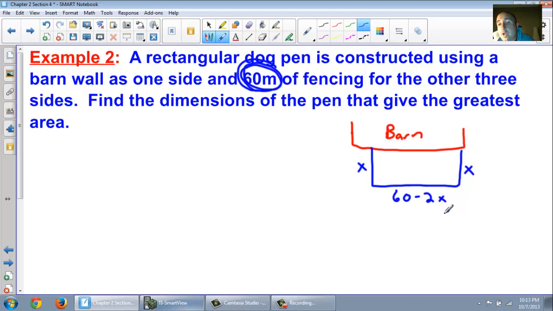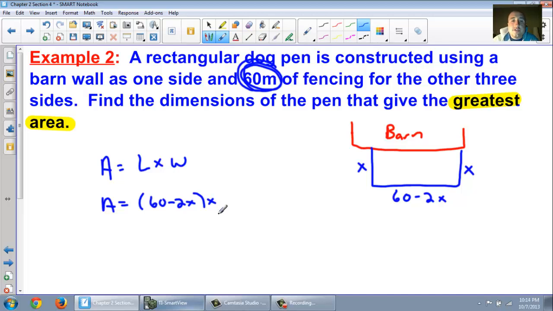Now the rest of the problem is actually fairly easy. What does it want to know? It wants to know what the greatest area is. So we're going to come up with an area formula. Hopefully you remember that the area of a rectangle is length times width. So area equals length times width. Our length is 60 minus 2x, and our width is x. So there is our formula.